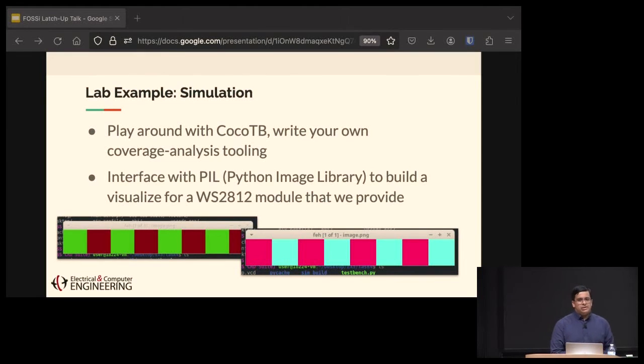So the assignment we gave them here was, here's a driver for WS2812, which is an LED strip. Write a CocoaDB test bench for it that will actually generate an image render of what's being displayed. This is something that would be a lot harder to do with conventional tooling, but is super, super easy with CocoaDB, and gives them both a little bit of experience with communication protocols and a little bit of experience with CocoaDB.